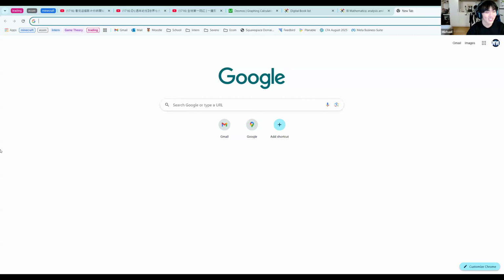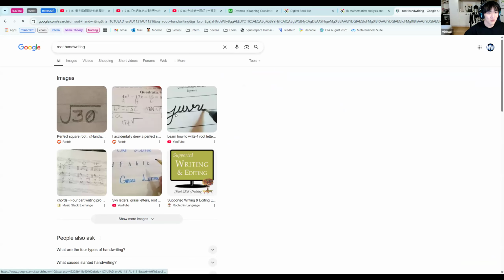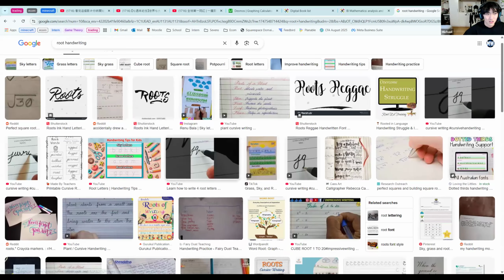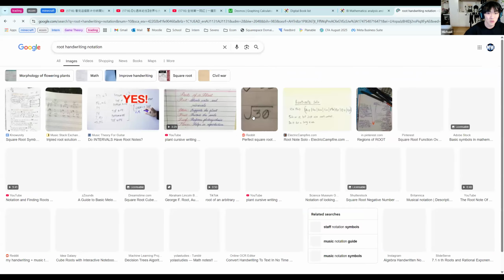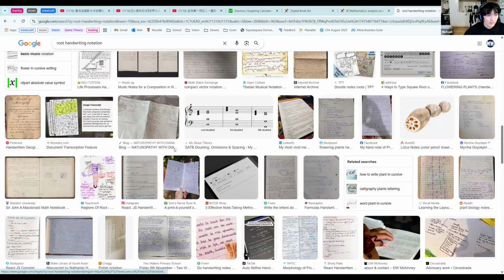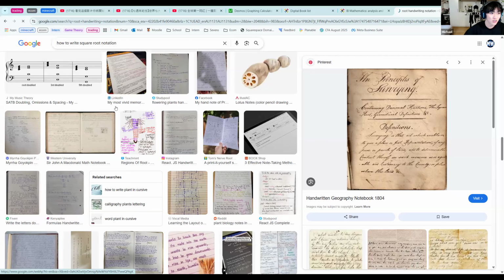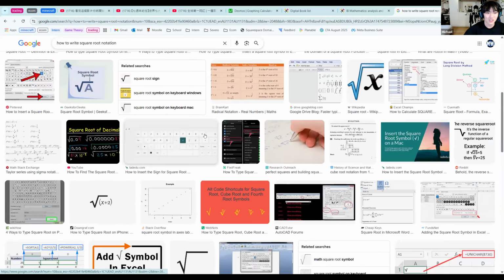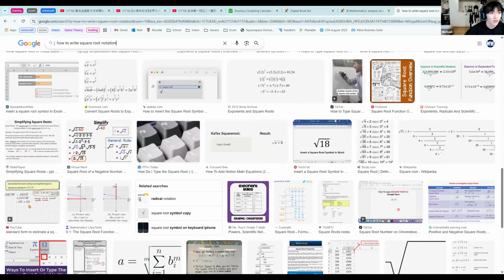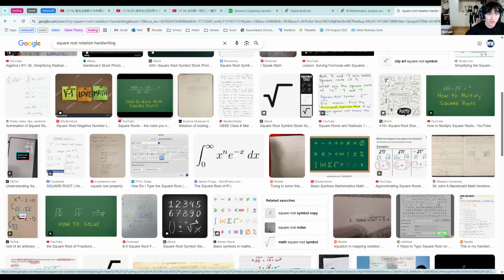Since we're talking about this, I might Google because I don't know. I was pretty nerdy with math in high school. Root notation, handwriting. Okay, something like that. Nope, that's not it. Notation. I don't know if I can find it anymore. How to write notation. Oh, come on. There's no handwriting ones. Okay, if I can't find it, then screw it. Oh, I can't find those ones anymore. Algorithms have changed.